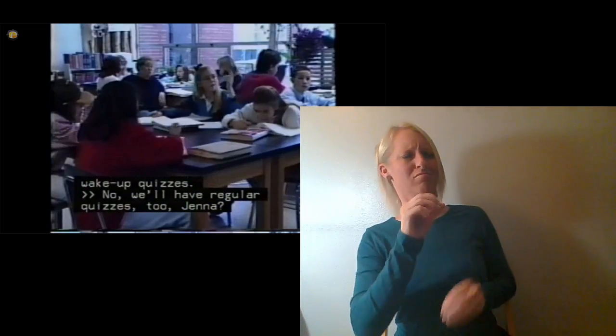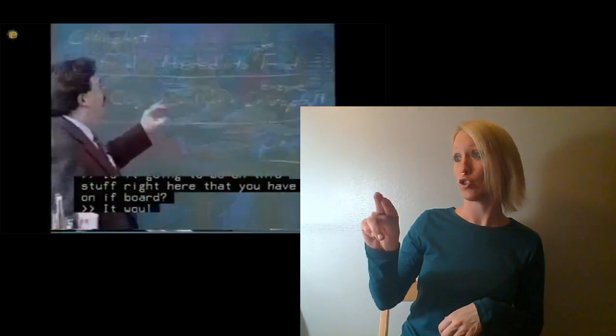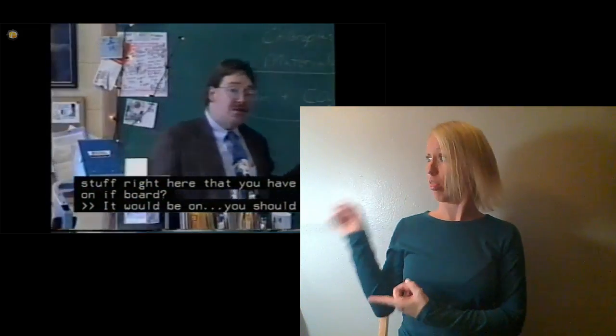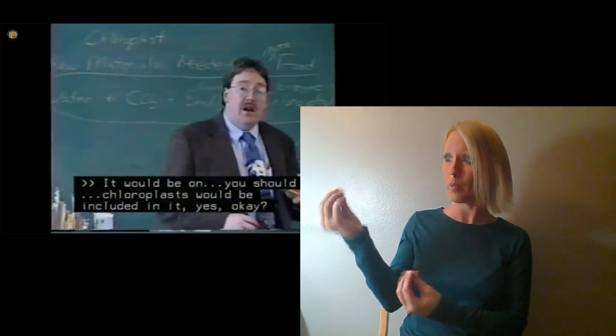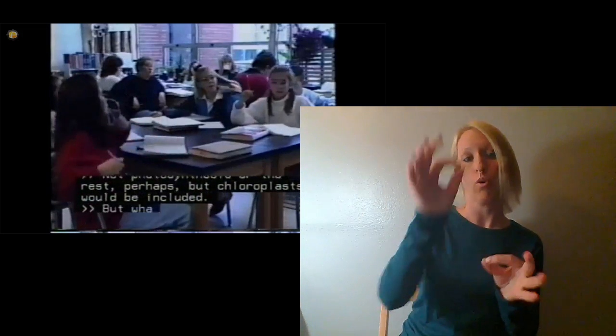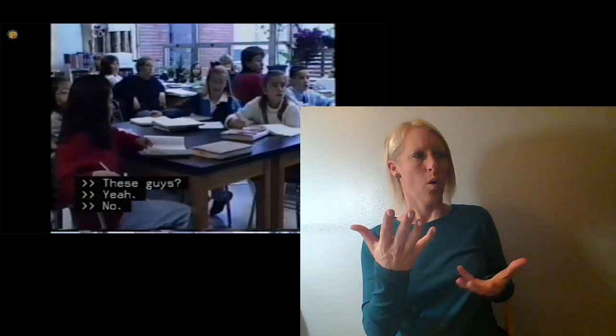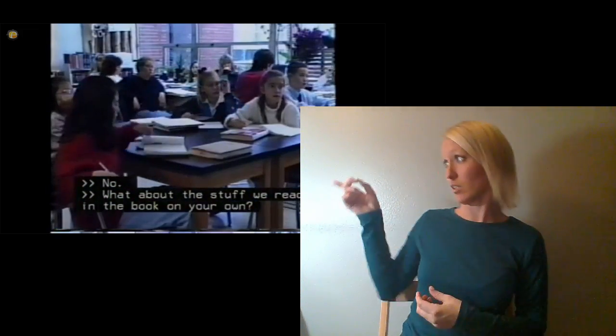Jenna: Is it going to be on this stuff right here that you have on the board? Chloroplast would be included in it, yes. Not photosynthesis and all the rest perhaps, but chloroplast would be included. What about the stuff we read in the book on our own? That would be included on it.